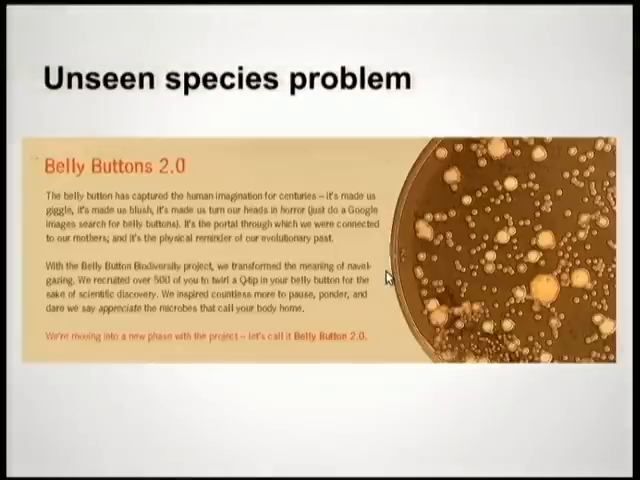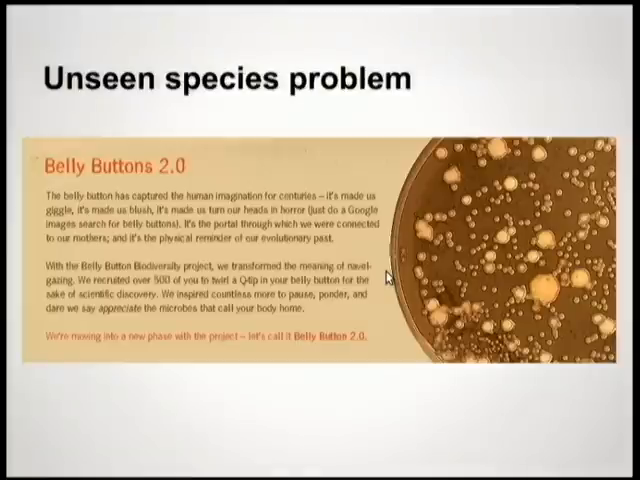The unseen species problem is if you go into an environment and you observe a certain number of species, the question is how many other species were there in that environment that you didn't happen to see? This is motivated in part by the Belly Button Biodiversity Project, which is a group of ecologists who go to ecology conferences, which are obviously a lot more fun than Python conferences, because what they did was collected swabs from the navels of all of the people who participated.